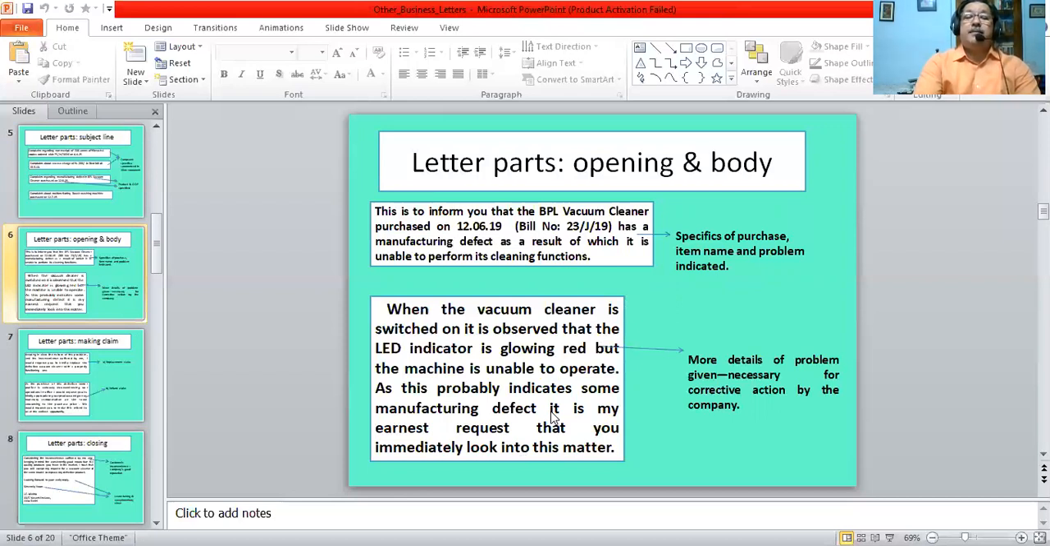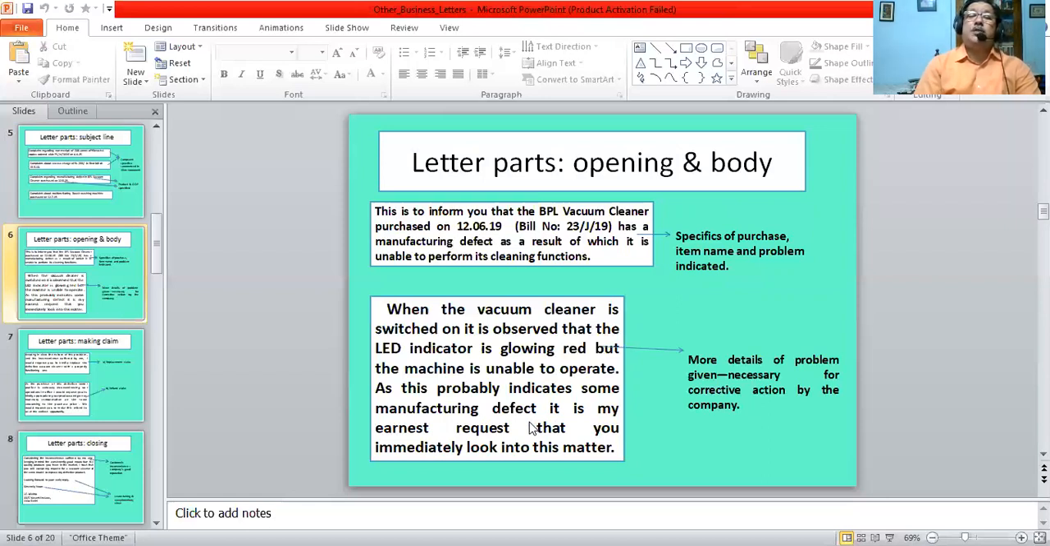Now, again, I'm reading. When the vacuum cleaner is switched on, it is observed that the LED indicator is glowing red, but the machine is unable to operate. As this probably indicates some manufacturing defect, it is my earnest request that you immediately look into this matter. So what is happening over here? The nature of the problem needs to be elaborated.